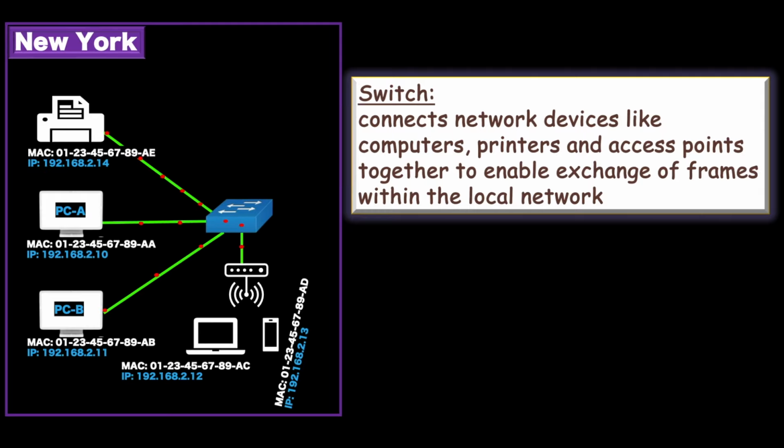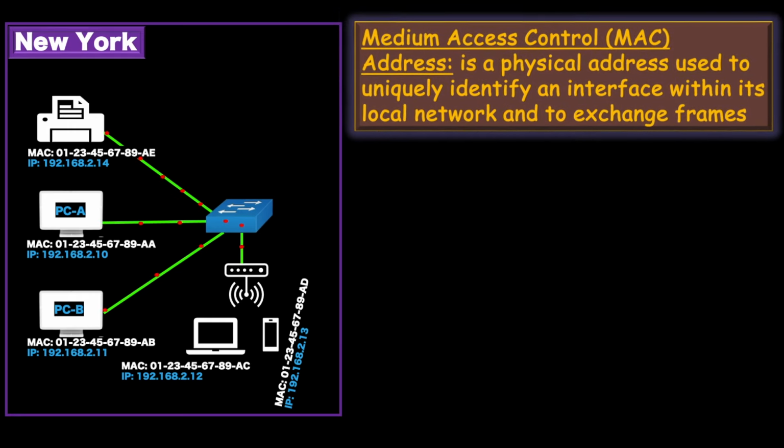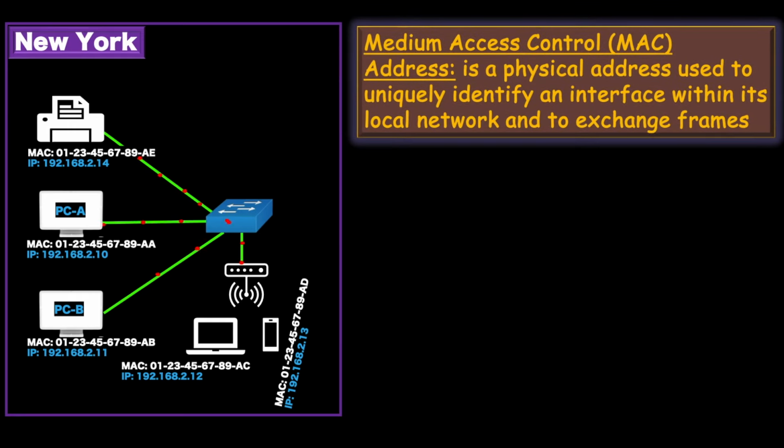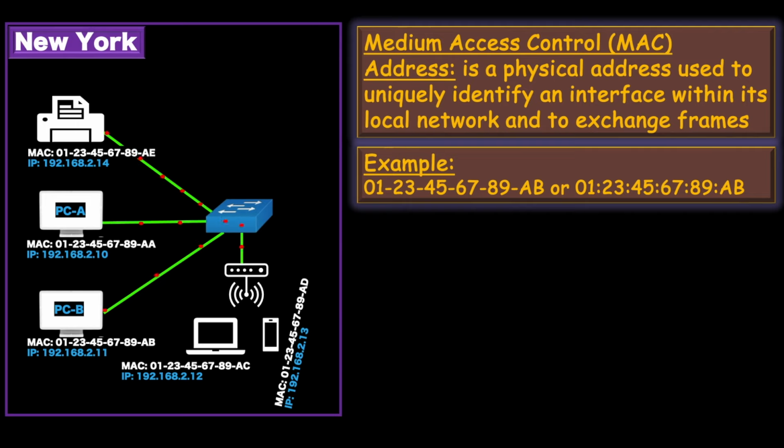Each device connected to the network, whether via wire or wireless, has 2 unique identifiers on its interface: the MAC address and IP address. MAC address stands for Medium Access Control Address. It is a unique physical address assigned to each network interface and is used to identify the device interface within its local network and to exchange frames within the local network. The MAC address is assigned by the manufacturer during production before you even buy the devices. Example is something like this.